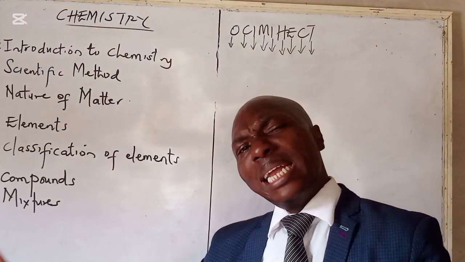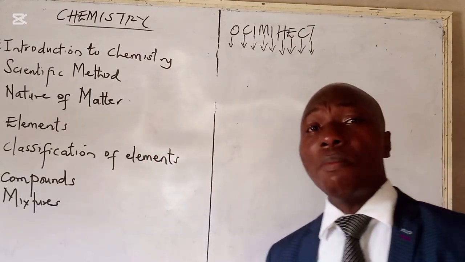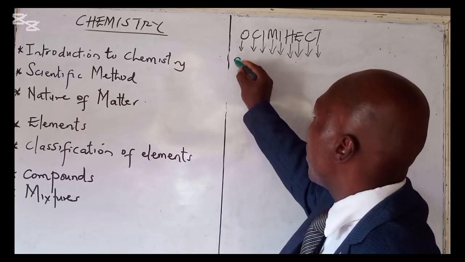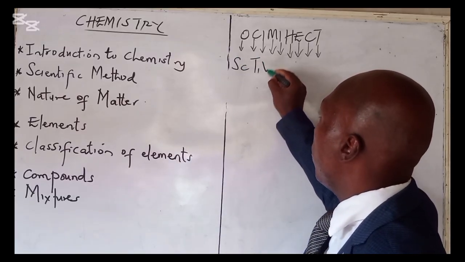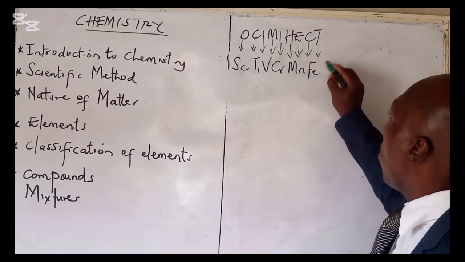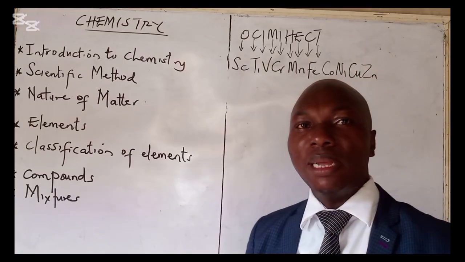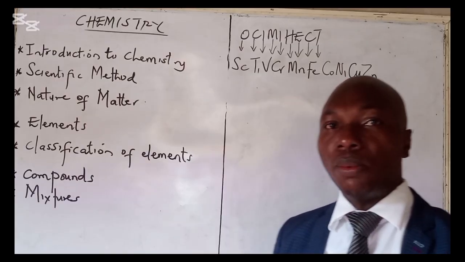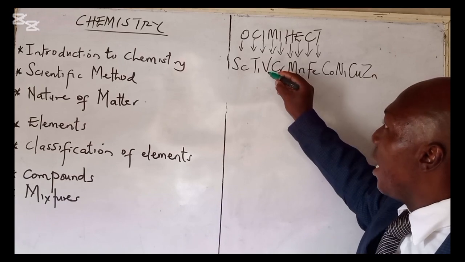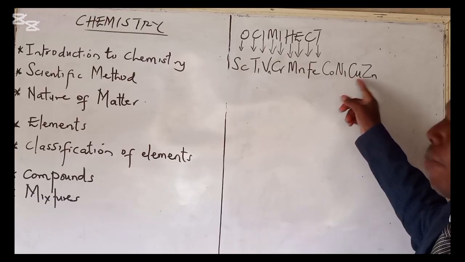We also have other elements in the periodic table that we can classify as elements. They are the transition metals. These are the transition elements between group 2 and 3 of the periodic table: scandium, titanium, vanadium, chromium, manganese, iron, cobalt, nickel, copper, and zinc.